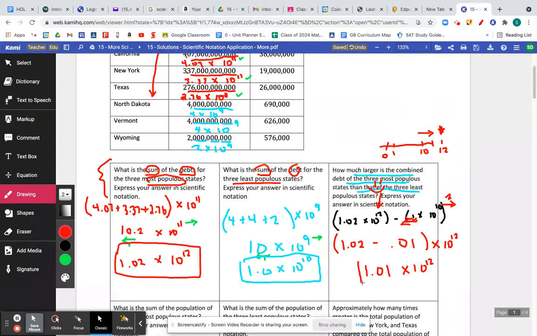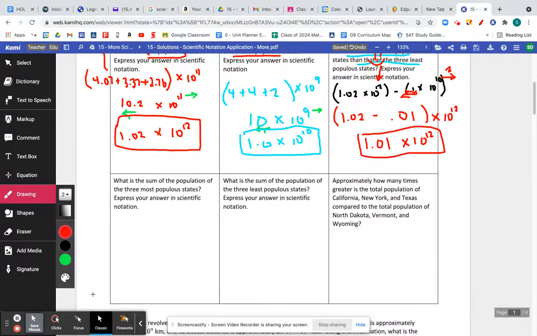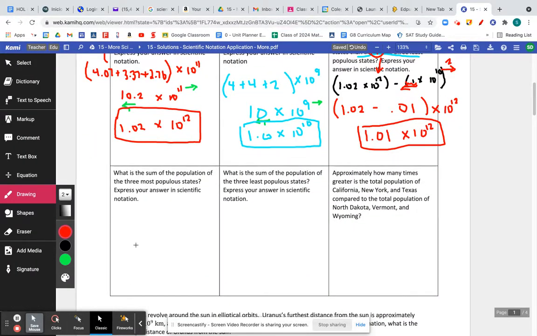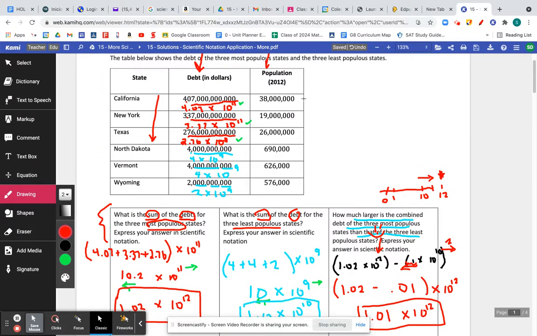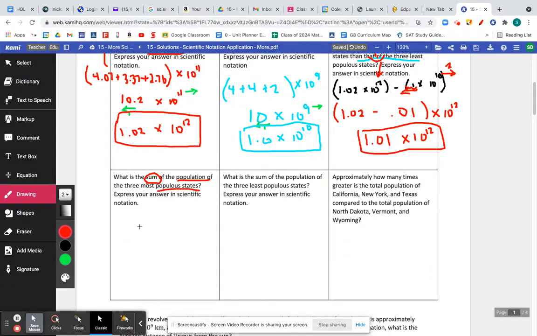And there's our solution to the third one there. Okay, so for number 4, they want to know the sum of the population of the three most populous states. So you're basically going to do the same thing. Here are the 3 biggest states. They would like you to find the sum of that one. So I'm going to let you go ahead and do that one on your own.